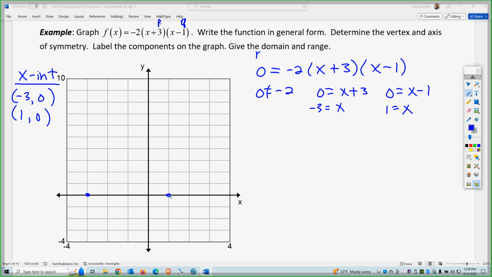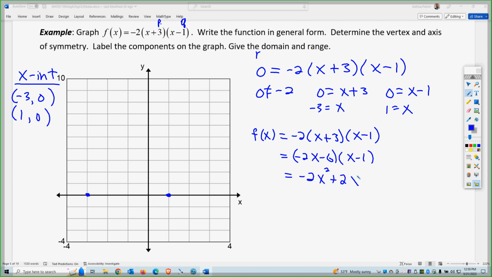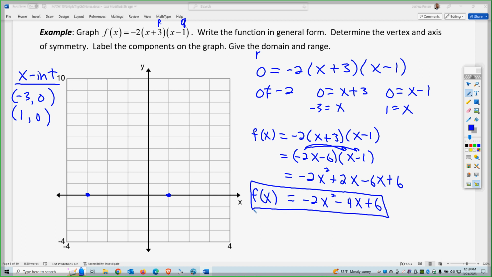and 1, 0. Okay, you can put it in general form. So we'll do our math here. So f of x equals -2 times (x plus 3) times (x minus 1). So I get -2x minus 6 times x minus 1. And if I multiply again, I get -2x squared plus 2x, sorry, two negatives make a positive, so that's -6x plus 6. So if I add like terms, I get -2x squared minus 4x plus 6. All right, so that is my general form of the quadratic, right?